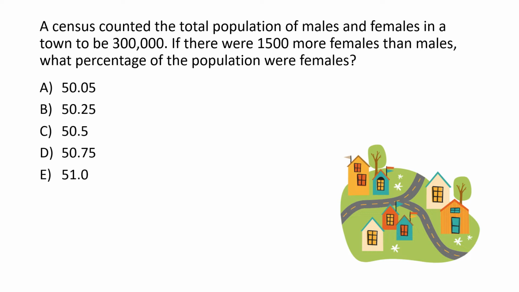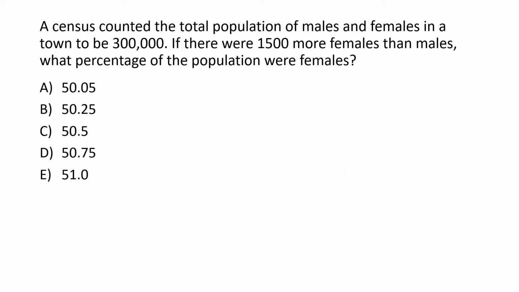A census counted the total population of males and females in a town to be 300,000. If there were 1,500 more females than males, what percentage of the population were females?